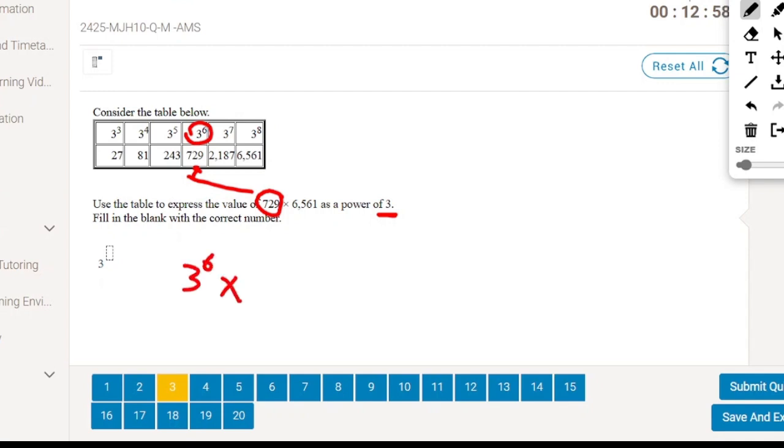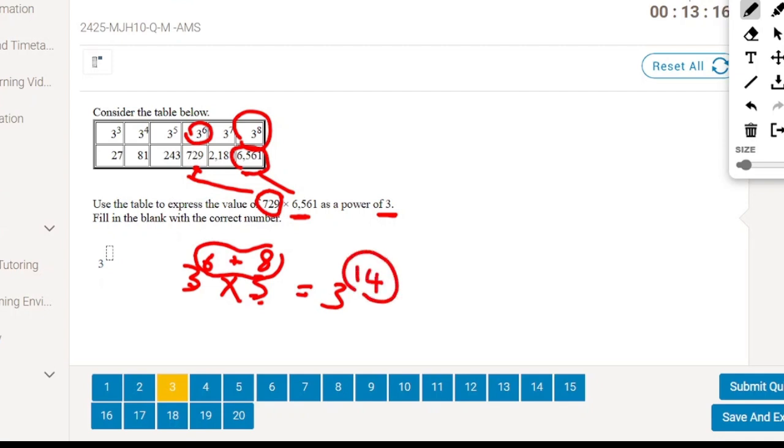Multiply by 6,561. This is the number, and the corresponding number is 3 to the power of 8. So we will add the powers together. It will be the power of 14. So the answer here will be 3 to the power of 14.